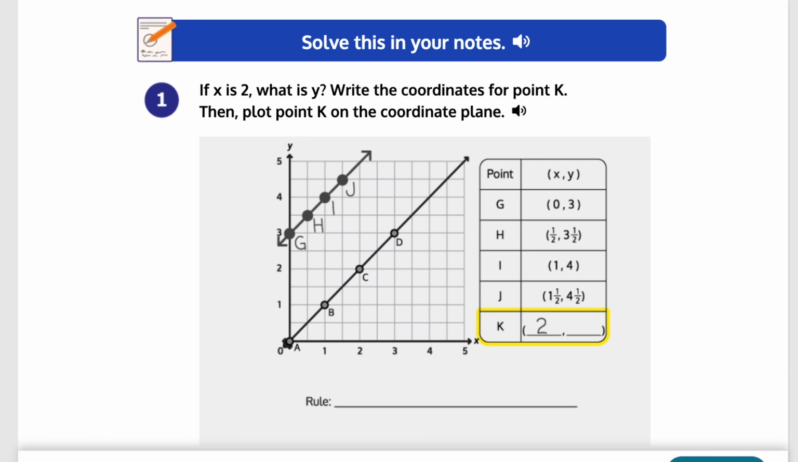All right, you're going to work with a partner to solve this together. So first, figure out what would be the y-coordinate of K, and then go ahead and plot that point. Pause the video if you need.